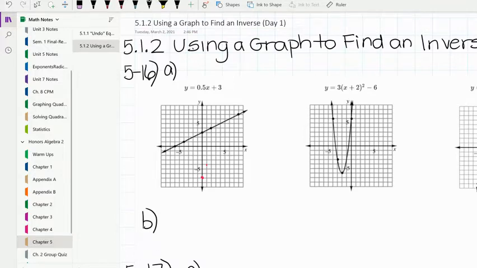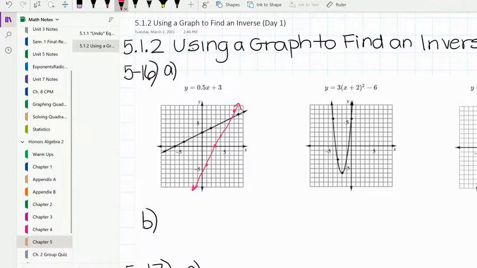And then I believe I made my first point wrong, so that's why. Okay. I have a point at (0, 3), so I'm going to have a point at (3, 0). I have a point at (2, 4), so I'll have a point at (4, 2). And then lastly, I have a point at (8, 7), so I'll have a point at (7, 8), which is up here. So here we have our inverse.